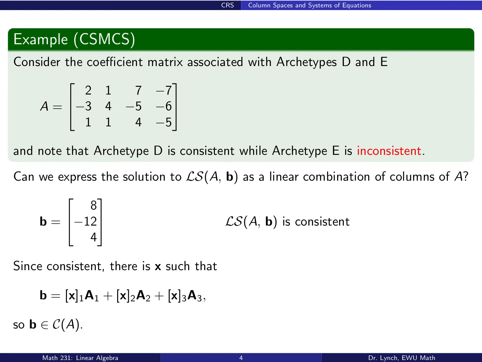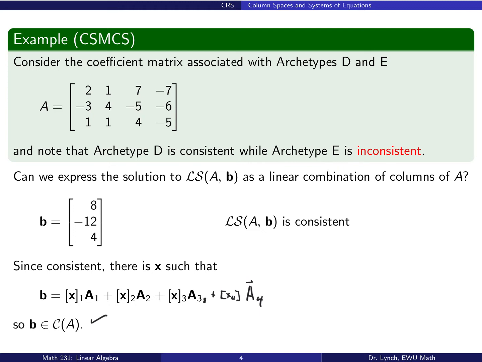So there is an x, and it looks like there should be an A4 here, such that B is x1a1 plus x2a2 plus x3a3 plus x4a4. That's what it means for the linear system to be consistent. So we see that B can be written as a linear combination of the columns of A. Here we say yes, B is an element of the column space.